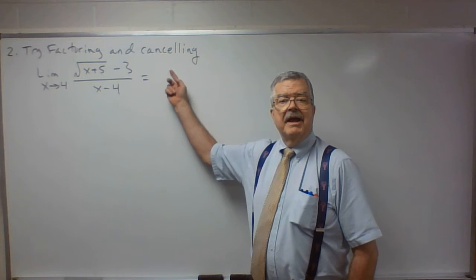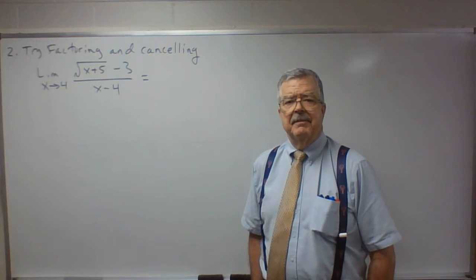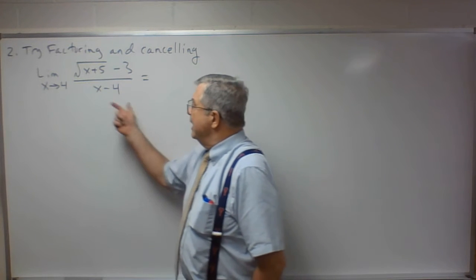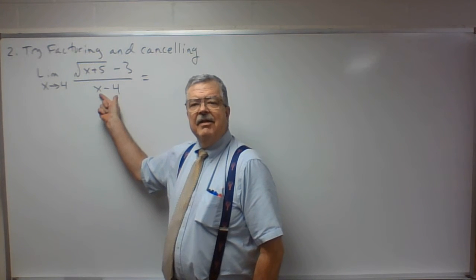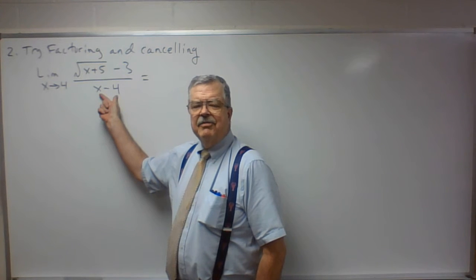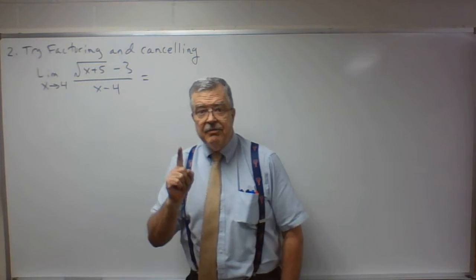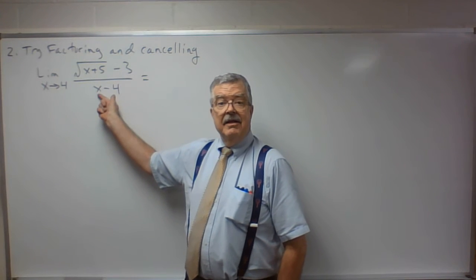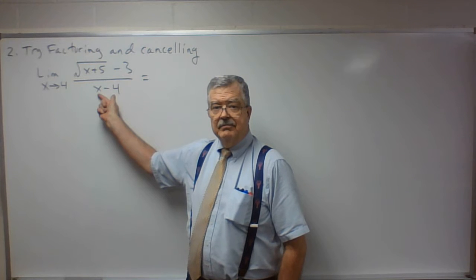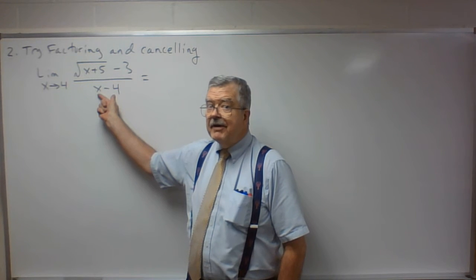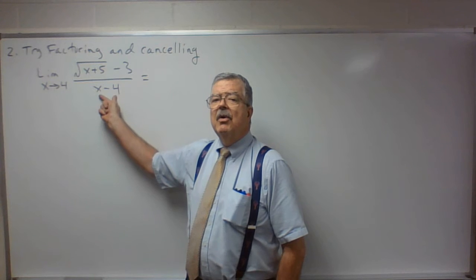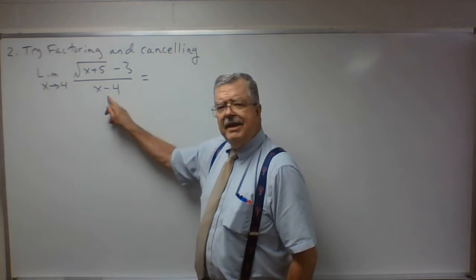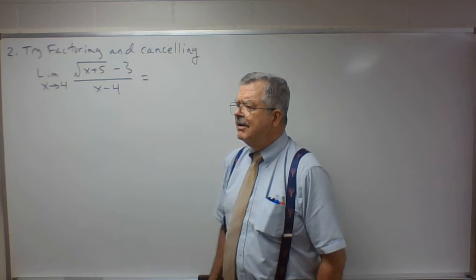So we go to our next step, try factoring and canceling. And I look at this thing and I realize that this factor on the bottom is the factor that I want to cancel. And here's why. When I plug in 4 for x, this factor becomes 0. This factor, the only factor in the denominator, is what causes division by 0. So I know I want to cancel this factor in the denominator.